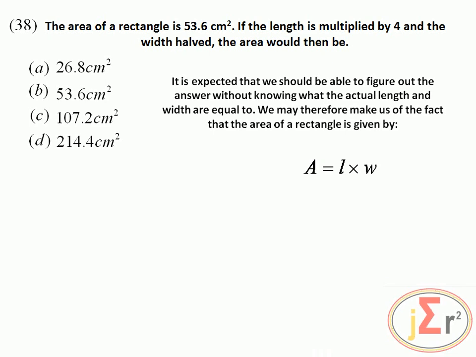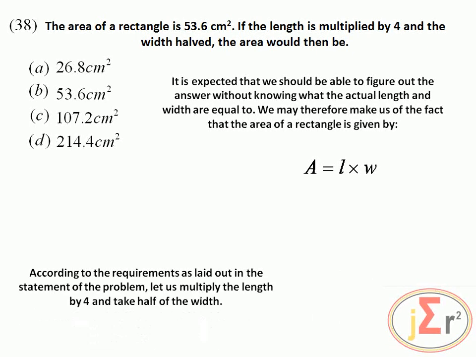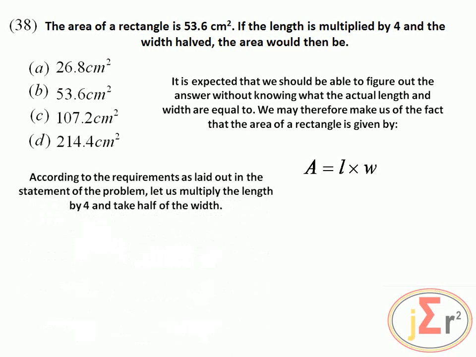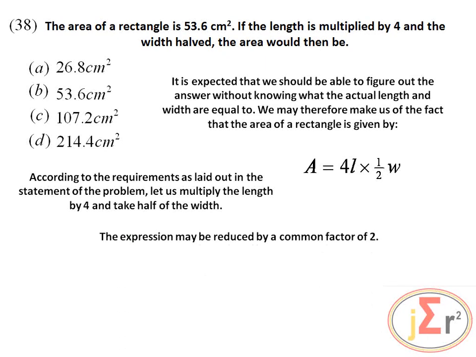Obviously, it is not important for us to know what the length and the width are actually equal to. According to the requirements as laid out in the statement of the problem, let us multiply the length by 4 and take half of the width. So we will have 4L and a half of W.